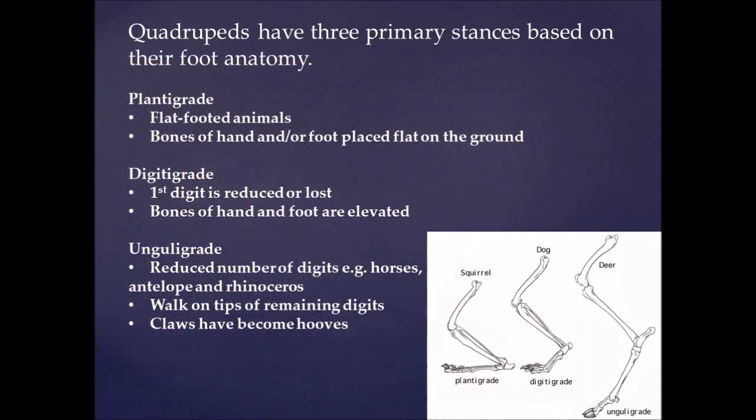Quadrupeds have three primary stances based on their foot anatomy: plantigrade, digitigrade, and unguligrade. Plantigrade animals are flat-footed animals. The bones of the hand or foot are placed flat on the ground. In digitigrade animals, the first digit is reduced or lost, and the bones of the hand and foot are elevated. Unguligrade animals have a reduced number of digits, for example horses, antelope, and rhinoceros. They walk on the tips of their remaining digits, and their claws have become modified to form hooves.